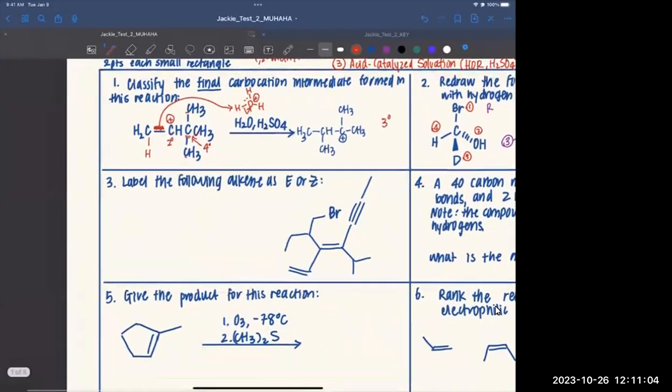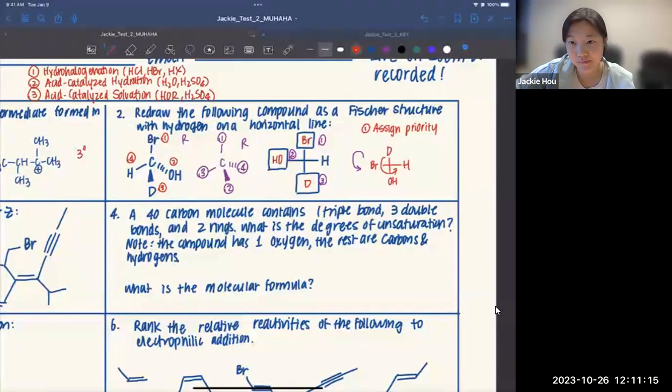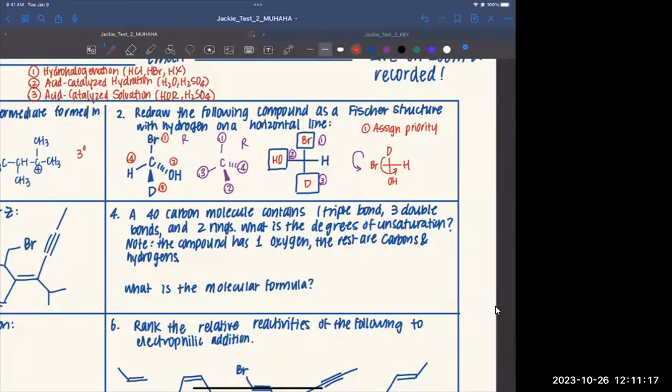I have a quick question. Yeah, go ahead. So when you're assigning the priority for the Fisher structure, can you explain that? The first one we determined was R configuration, but when we're writing it as a Fisher structure, it has to be an S configuration?